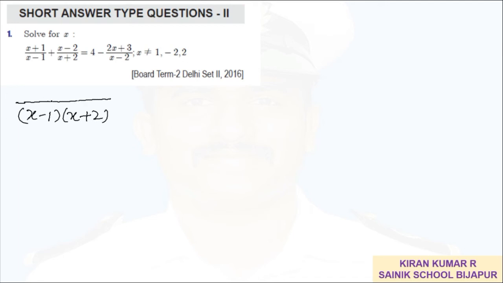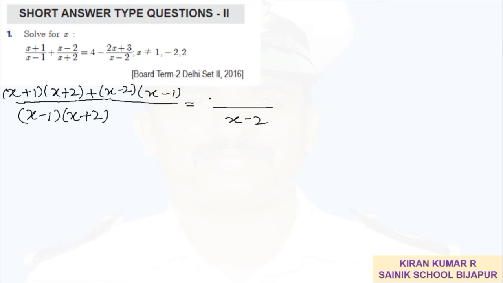If this product is there in the denominator, this x plus 1 has to be multiplied with x plus 2, plus x minus 2 has to be multiplied with x minus 1, which is equal to, here the LCM is x minus 2, therefore 4 has to be multiplied with x minus 2 minus, since minus is there, it becomes minus (2x minus 3).